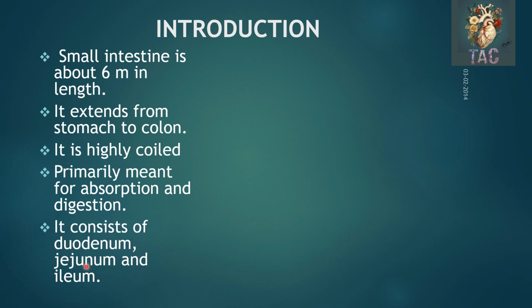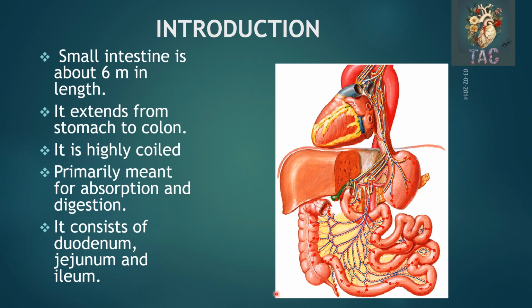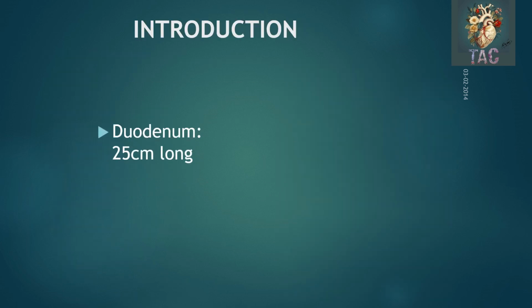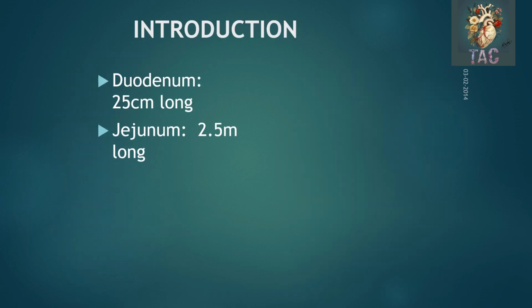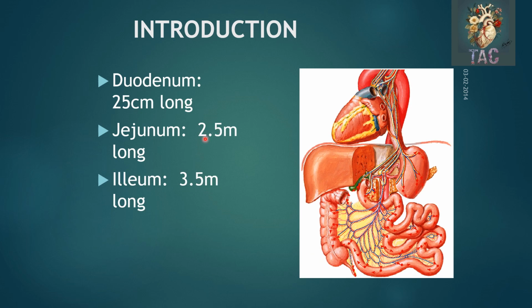It consists of the duodenum, jejunum and ileum, and this is the diagrammatic presentation. You can see it extends from the stomach to the large intestine. This is the duodenum, then the jejunum and ileum. The duodenum is 25 centimeters long, the jejunum is 2.5 meters long and the ileum is 3.5 meters long.